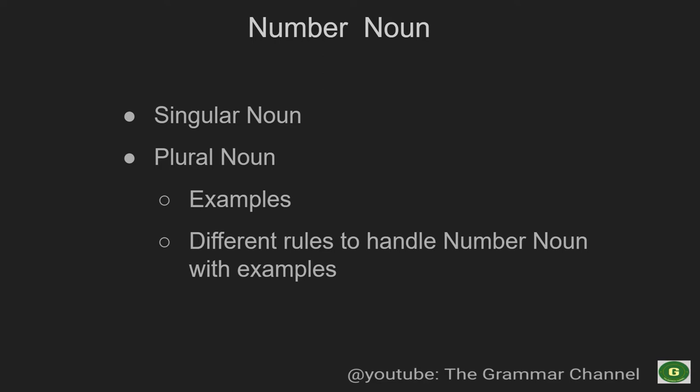I'll give you some examples for each. Box. This word ends with the letter X. Box, as we all know, is a singular form. Boxes, we add ES to make it plural, B-O-X-E-S. Next, watch. Singular form, W-A-T-C-H, watch. Change it into plural. Watches, we add ES to make it into plural.